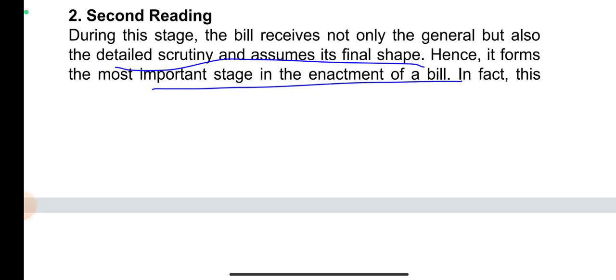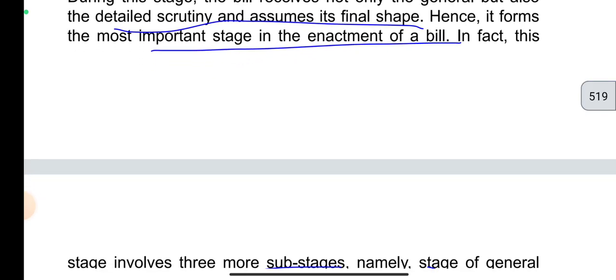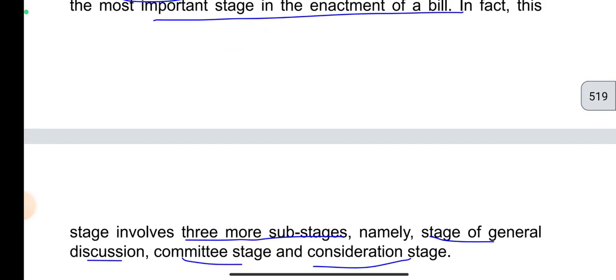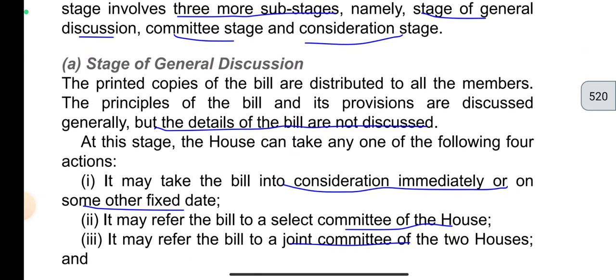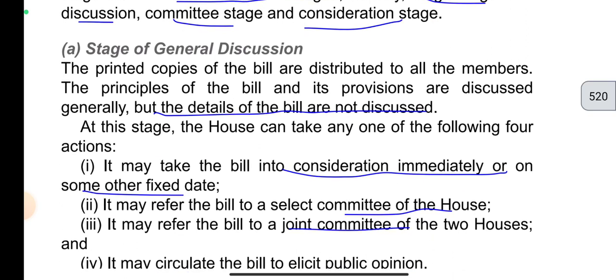अब फर्स्ट रीडिंग के बाद आएगा सेकेंड रीडिंग. So during this stage the bill receives not only the general but also the detailed scrutiny and assumes its final shape. Hence it forms the most important stage in the enactment of a bill. In fact this stage involves 3 more sub stages, namely stage of general discussion, committee stage and consideration stage. Stage of general discussion. The printed copies of the bill are distributed to all the members.